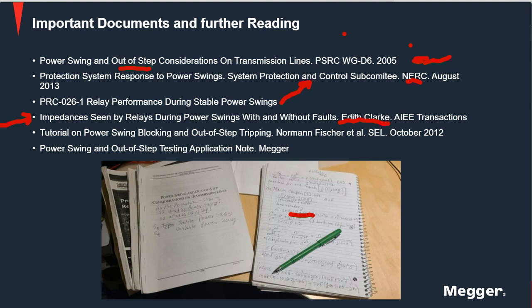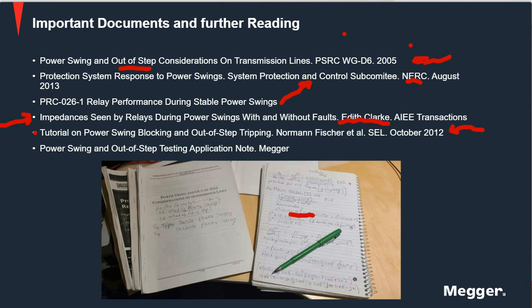Now, I also recommend this paper from Schweitzer. It's a tutorial on power swing blocking and out-of-step tripping. I took a lot of my conversational topics from there. It's a fantastic topic. There's also another paper from Schweitzer from 2003, which I forgot to put here. I took one of the pictures that I have from there, but that one is mentioned in these two sources, so I recommend it. And now we have an application note, power swing and out-of-step testing, which is about our tool and how to use our tool.